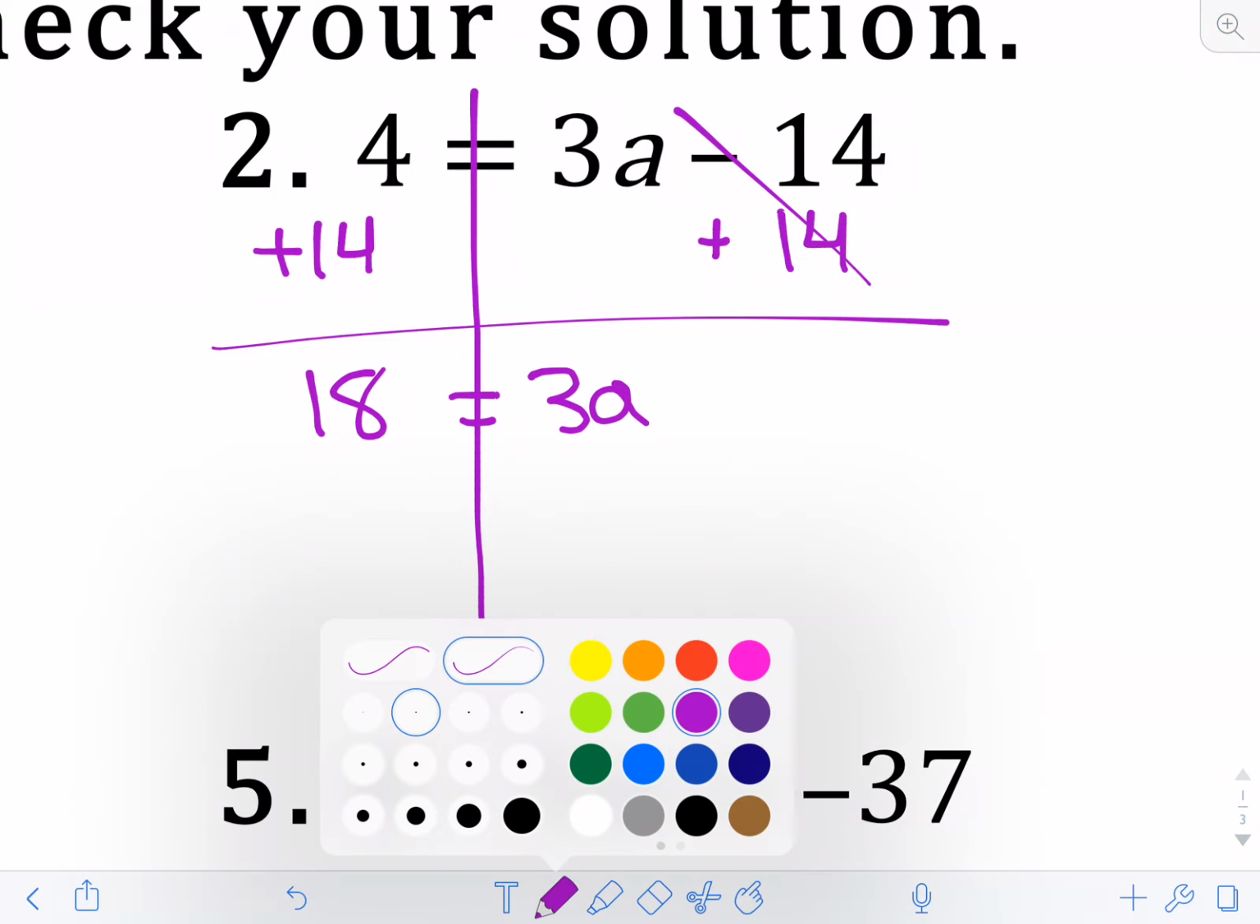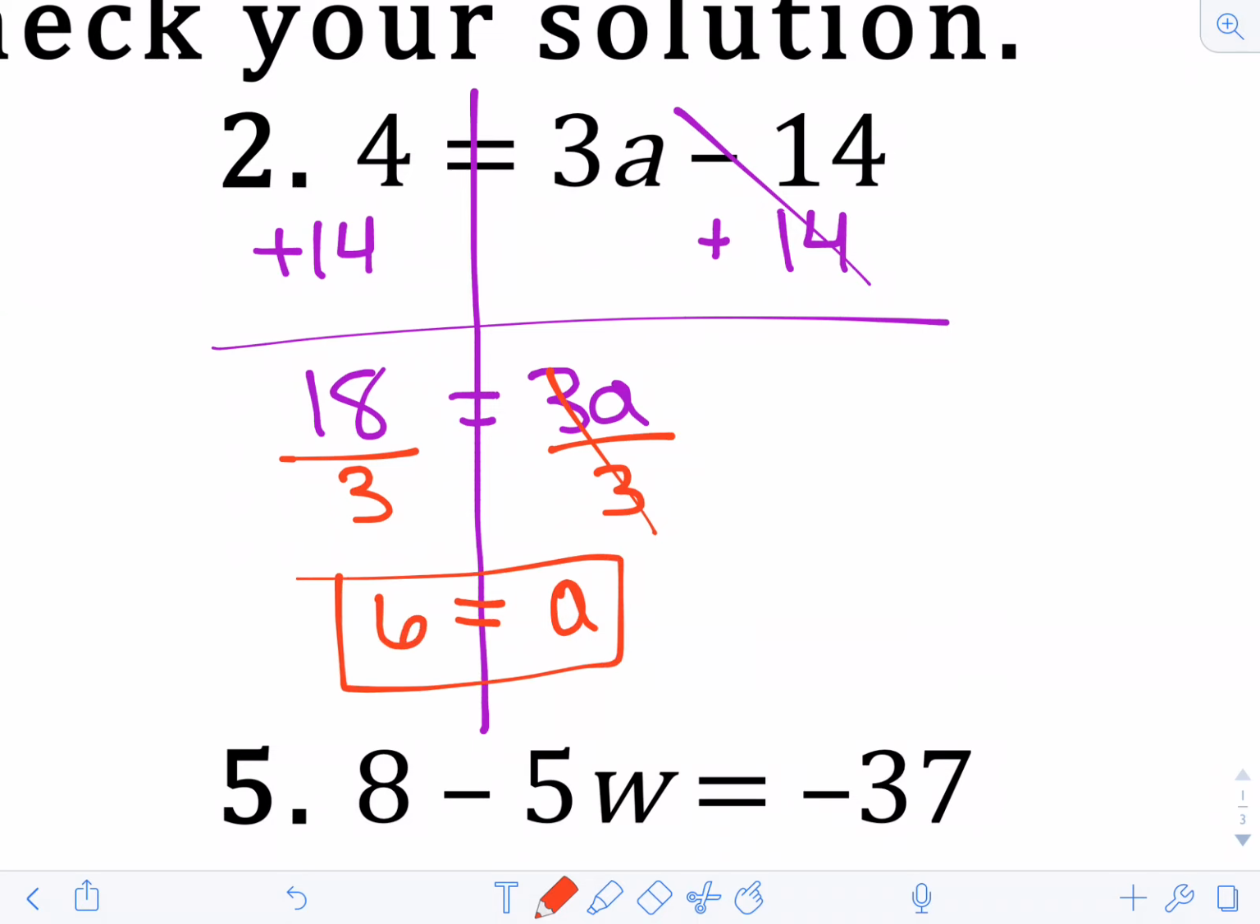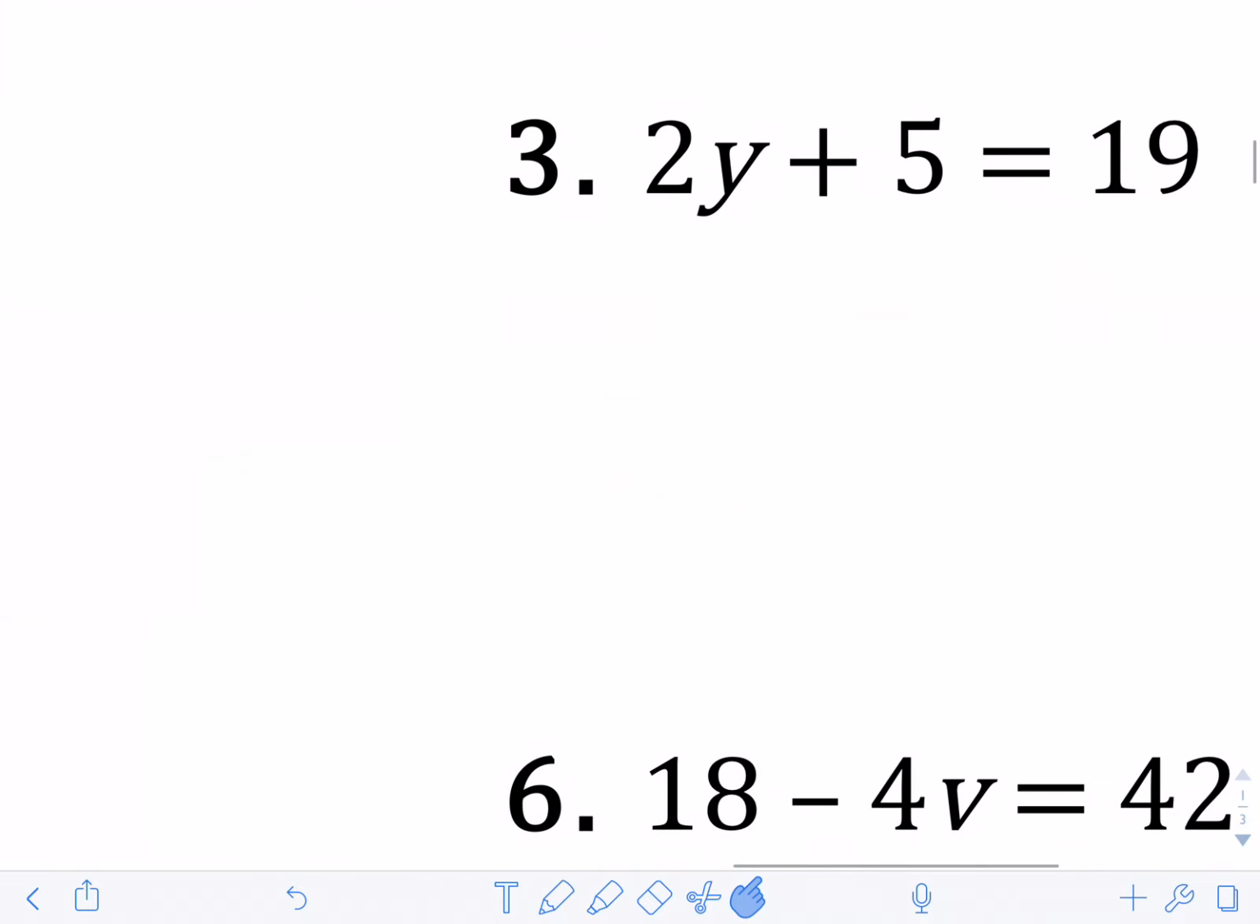Again, I want to get that a all by itself. This is now the multiplication and division part of my PEMDAS. When you're solving equations, you're just going backwards. What's happening right now is 3 times a. The opposite of multiplication is division, so I'm going to divide both sides by 3. 3 divided by 3 is 1, so I have 1a is equivalent to 18 divided by 3, which is 6. Again, we can check on the calculator, 3 times 6 minus 14, and see if that equals 4. We will do that in class.